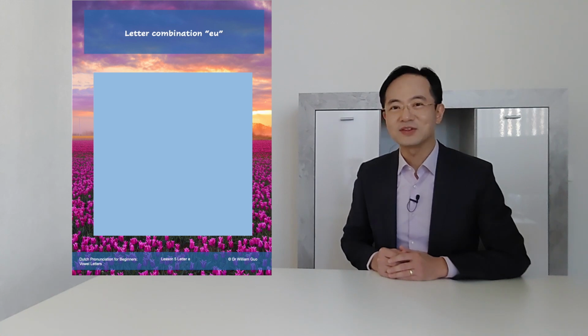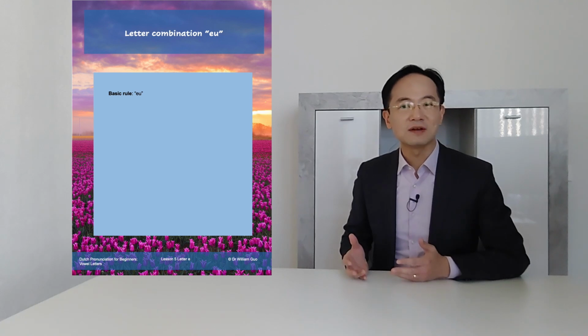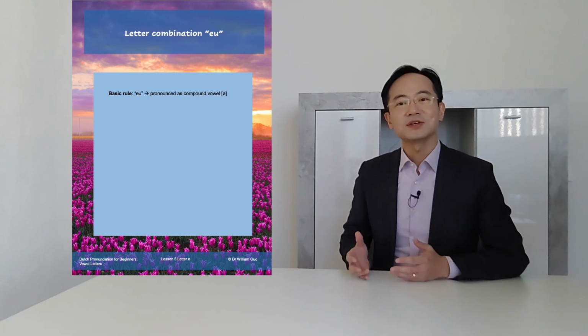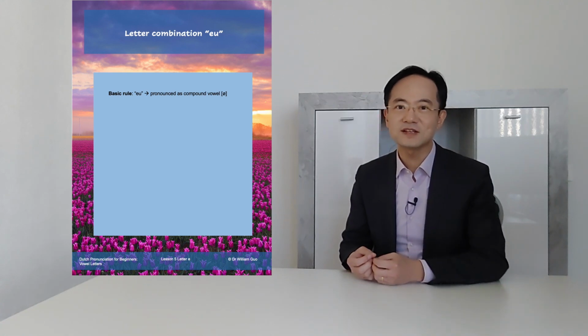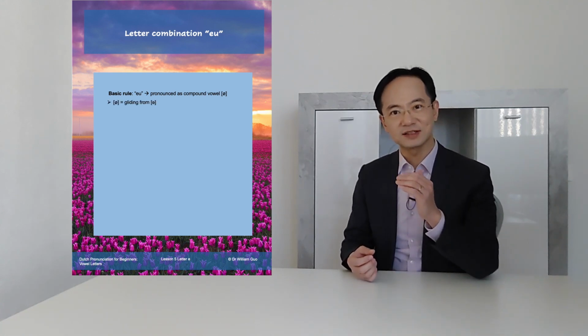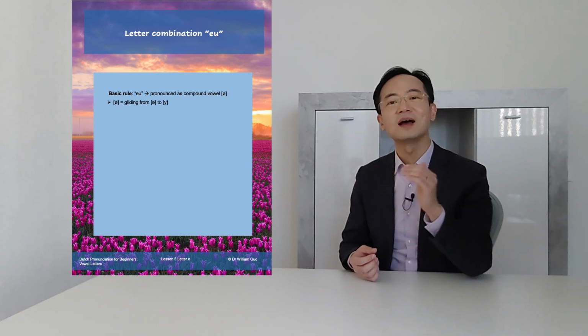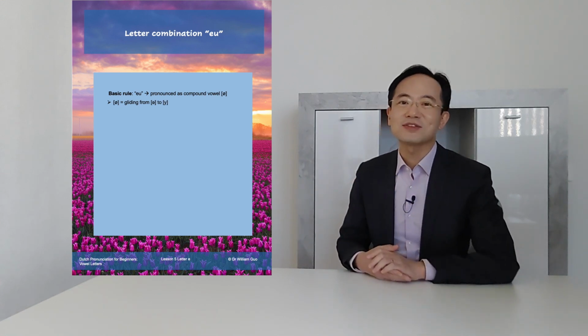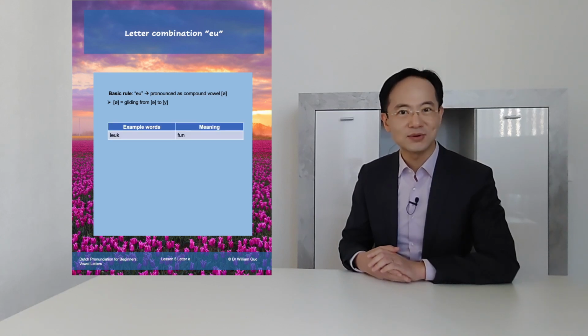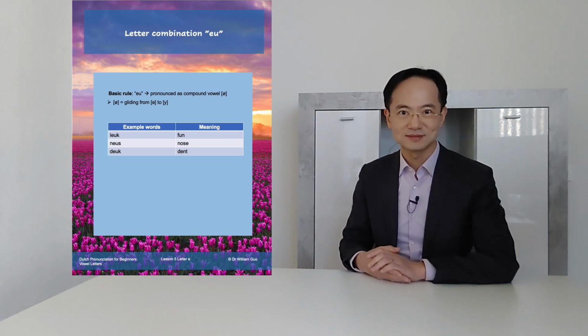The 5th rule is about the letter combination eeuw. This is generally pronounced as a compound vowel. You can produce this compound vowel by first pronouncing the vowel and then gliding to the vowel u. Let's look at 3 example words. Look, nose, doke. If you find it difficult to pronounce the vowel u at the end of this compound vowel, don't worry. I'll explain how to pronounce the vowel u in lesson 8 of this video course.